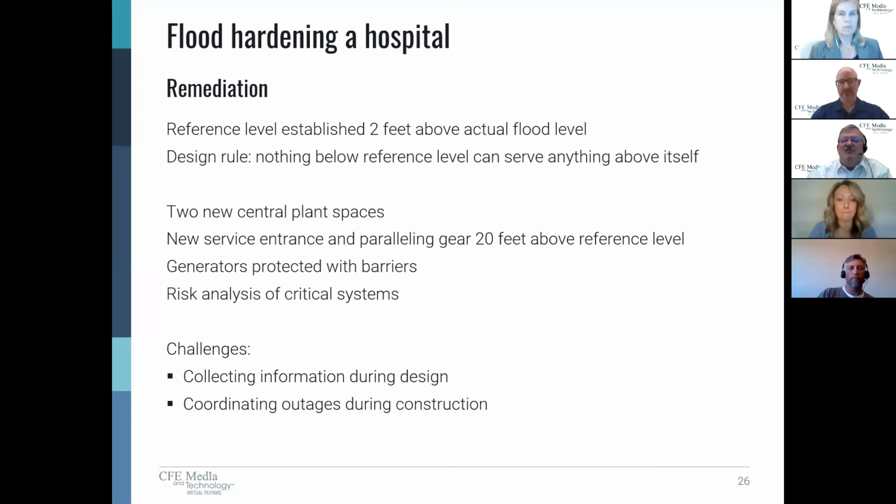Challenges were collecting information during design. It was a working hospital. Some of the drawings had been destroyed by the flood, and it was over 1 million square feet of facility and a campus that spanned over 50 years. And then coordinating outages during construction, as Richard mentioned, because everything in the hospital was disconnected from the original services that were below flood and reconnected to new services above.